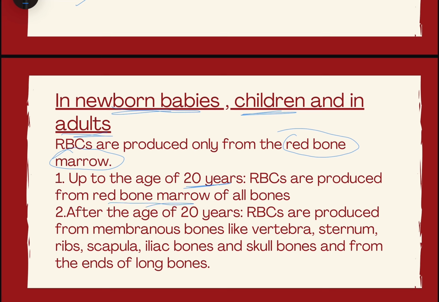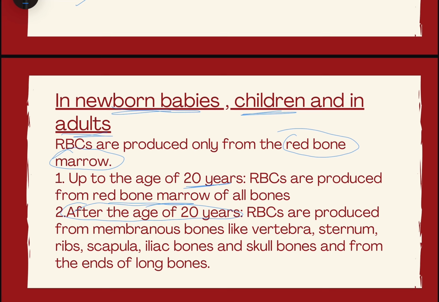However, after the age of 20 years, the RBCs that were previously formed from the red bone marrow of all the bones change. Before the age of 20 years, due to various osteophytic changes and other factors, I will not go into details, otherwise I will be deviating into some other topic. So let's keep our focus on the process of erythropoiesis only. Before the age of 20 years, almost all the bones in our body have red bone marrow.